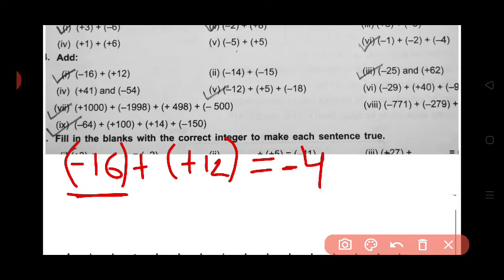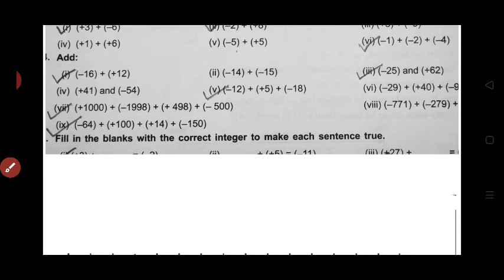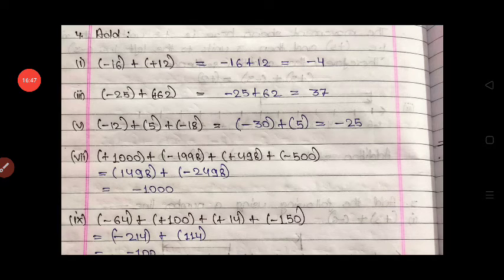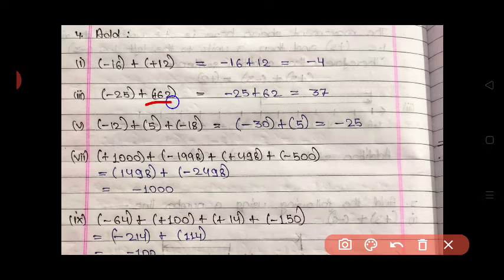Next one is minus 25 plus 62. So 62 is greater one. First of all, find out the difference of minus 25 and plus 62. Here we can write like this. So that is 37, and 37 is positive. Why? Because 62 is greater than minus 25.